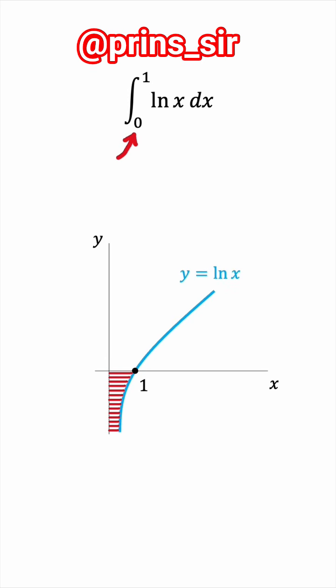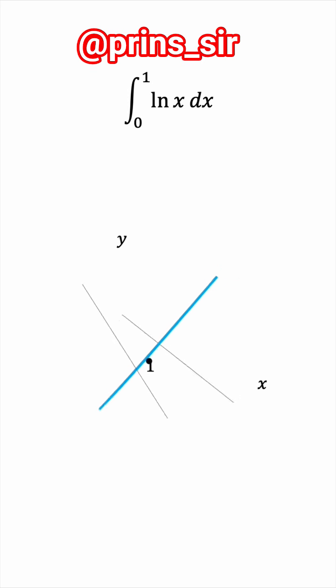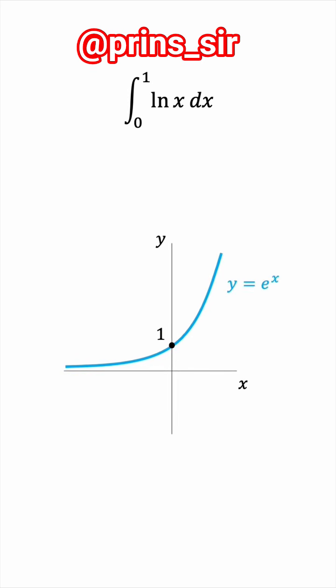Consider the inverse function of the natural log, which we get by reflecting the graph in the line y equals x. The inverse function is the exponential function, y equals e to the x. And the area we're trying to find is precisely this area, the area under e to the x from negative infinity to 0.